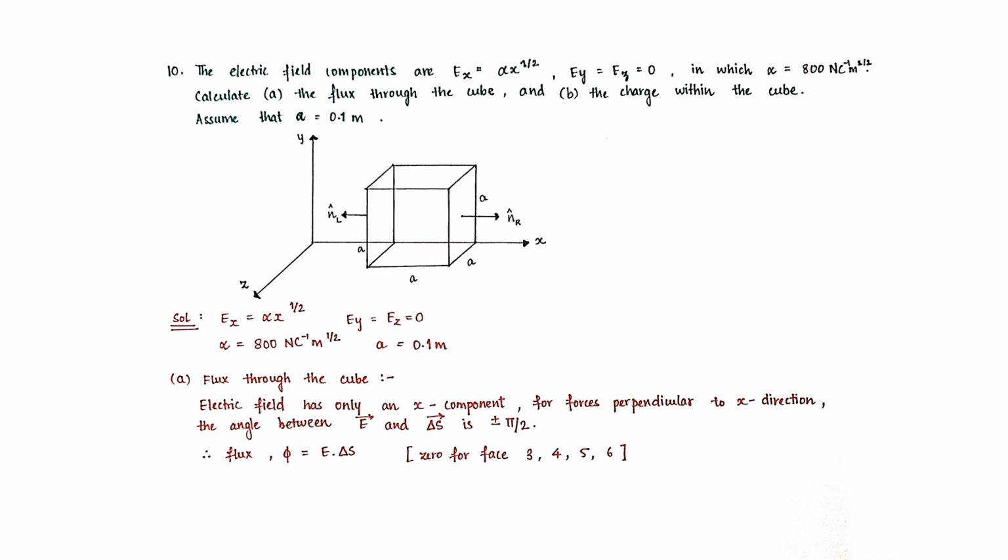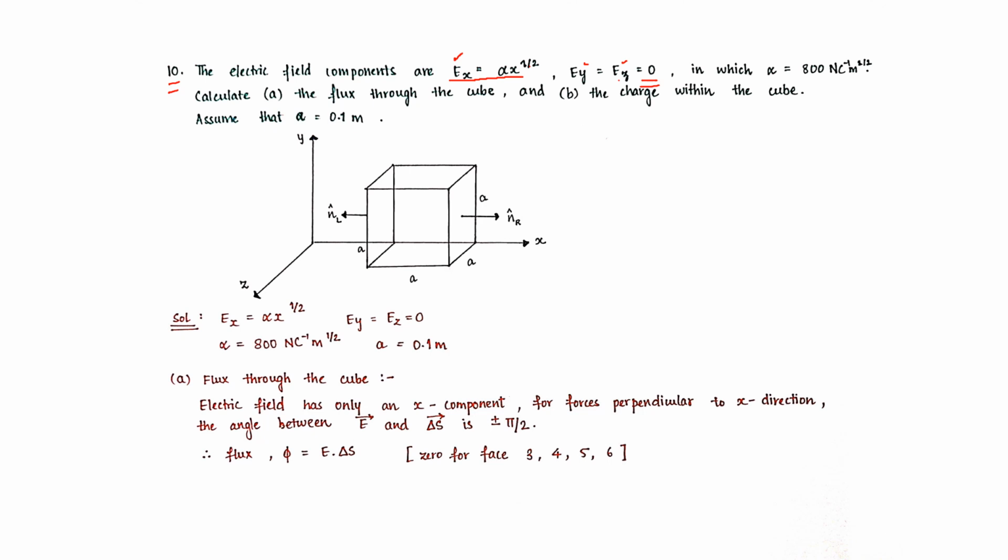Hello students, today we will solve a question based on electric flux. So the question goes like this. Electric field components are Ex equals alpha x to the power 1 by 2, Ey and Ez equal to 0. Here the electric field for the x-axis is given with this relation, alpha into x to the power 1 by 2, and the electric field for the y-axis and z-axis are 0.